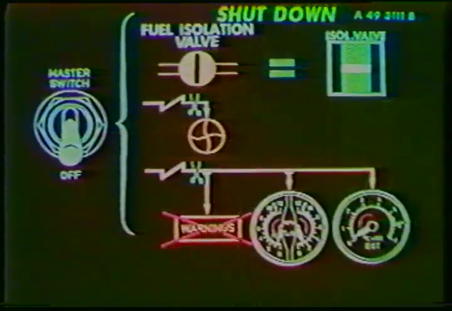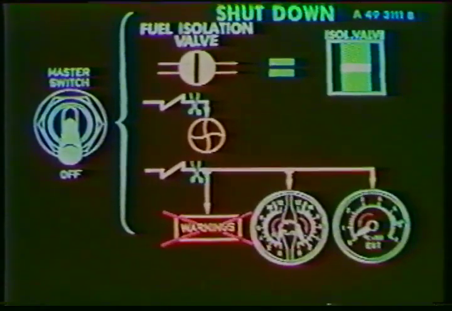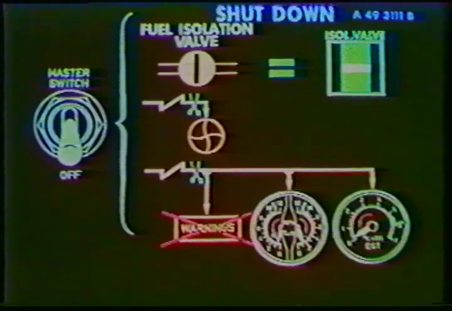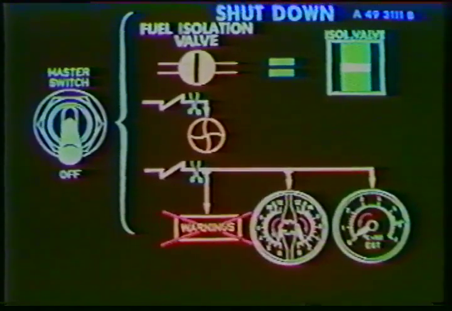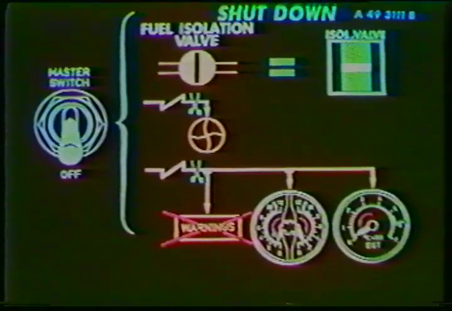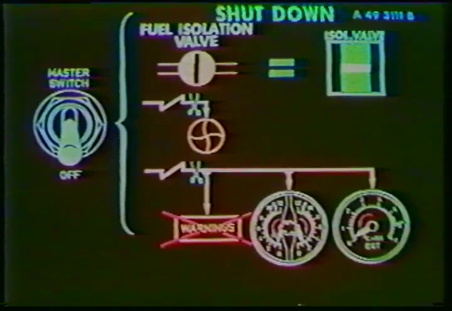When this master switch is set to off, the isolation valve closes, the corresponding magnetic indicator turns cross-line, the fuel pump is disarmed, and the warnings and indications are de-energized.